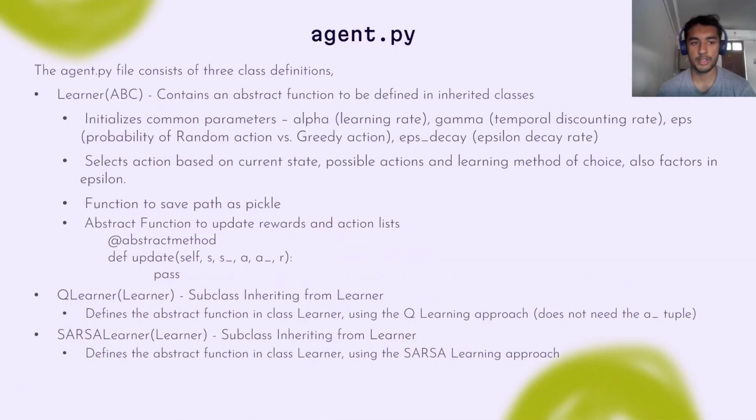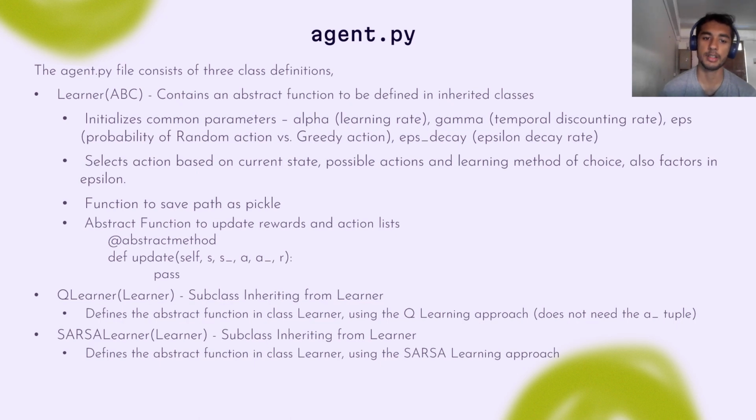We'll now look at agent.py in detail. Agent.py has three class definitions. The Learner class, which is the major parent class, and then the Q-learner, which inherits from the Learner class, and the SARSA learner, which inherits from the Learner class again. So coming to the Learner class, it contains an abstract function to be defined in inherited classes also.